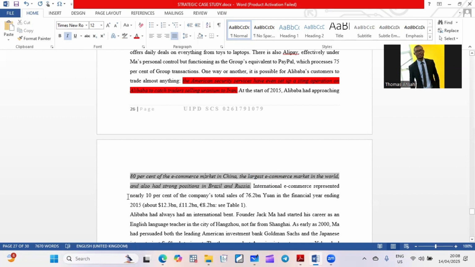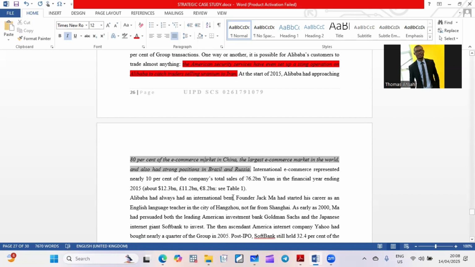International e-commerce represented nearly 10% of the company's total sales of 76.2 billion yuan in the financial year ending 2015. Then they have given you the equivalent in other currencies. Alibaba has always had an international bent.